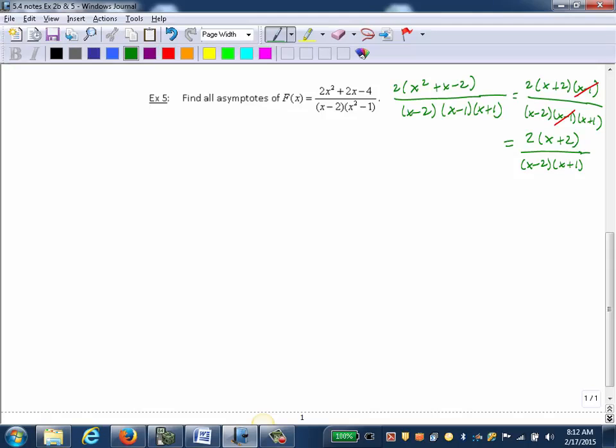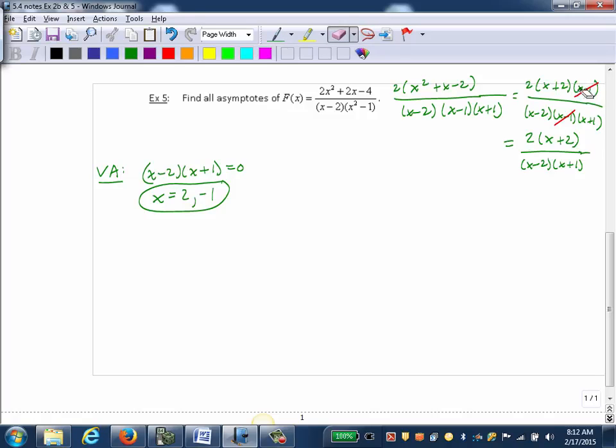So first, my vertical asymptotes, which I'll abbreviate VA. To get vertical asymptotes of a function, you're going to look at the denominator of the function in lowest terms and identify any values that make that denominator 0. So if I set my denominator, x minus 2 times x plus 1, equal to 0, I can see I'll get an x value of 2 and an x value of negative 1. So I have two vertical asymptotes, x equals 2 and x equals negative 1.